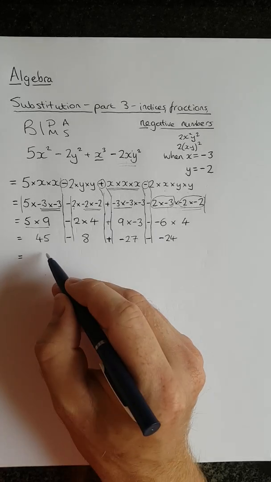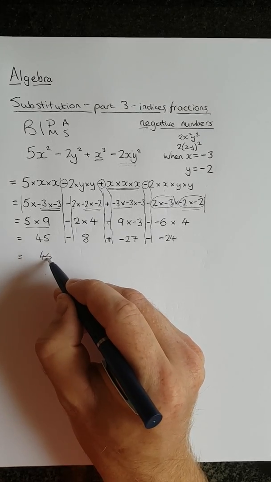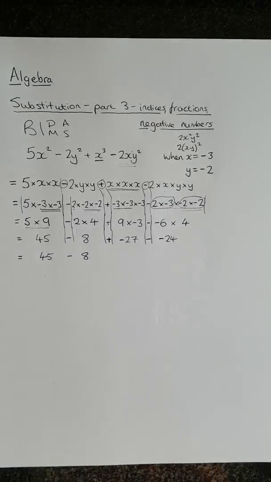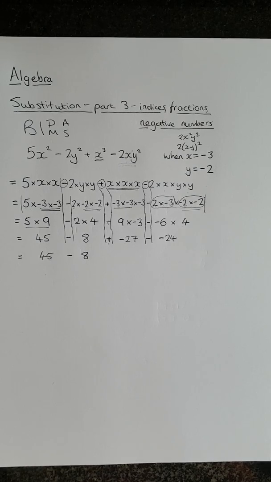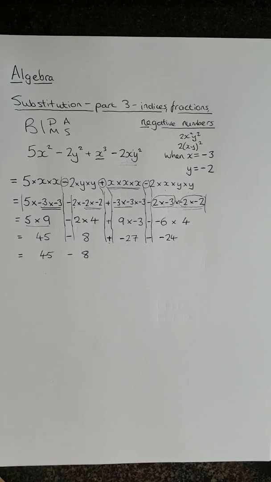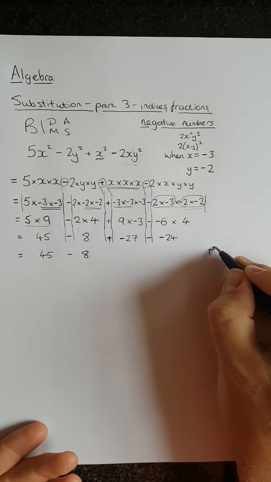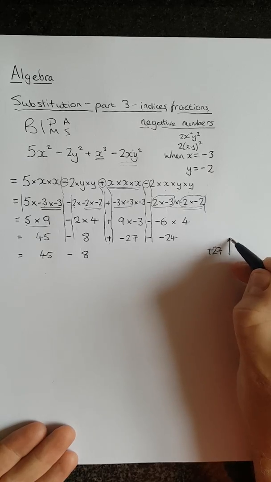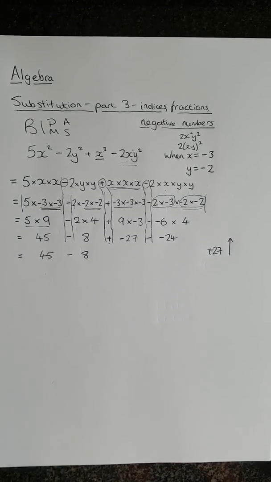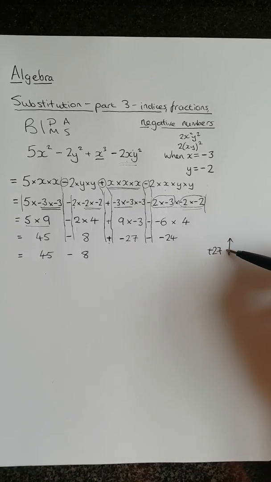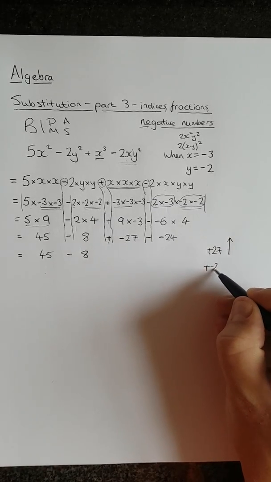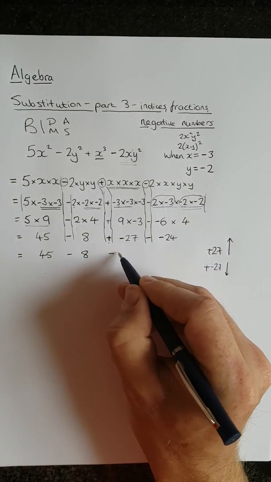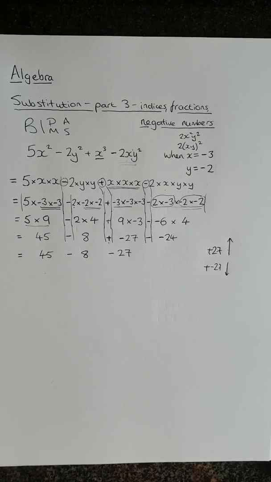So 45 take away 8 I'm happy to do in a second. What happens if I add -27? So what happens if I add 27? If I add 27, the number increases. So if I add -27, the number is going to decrease. So that's subtract 27.